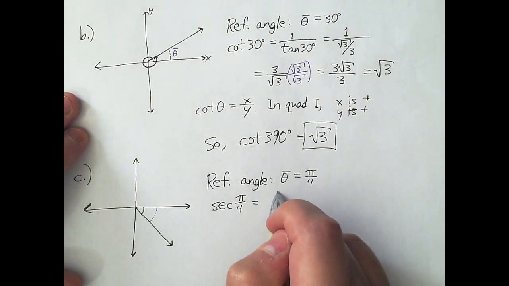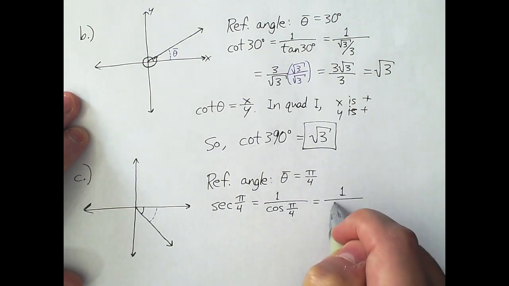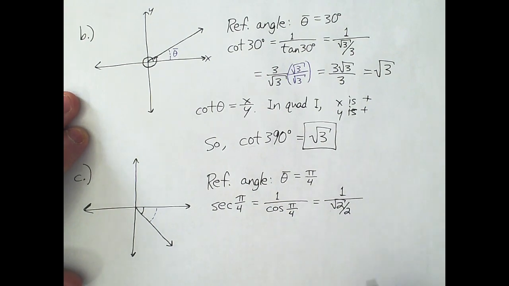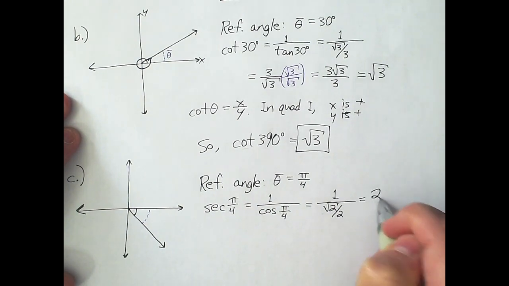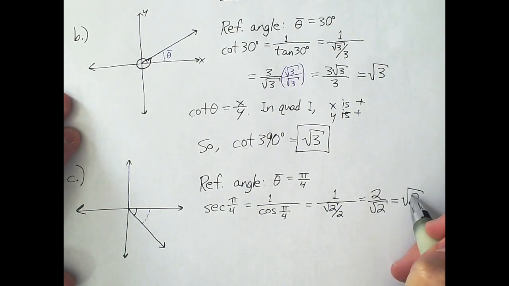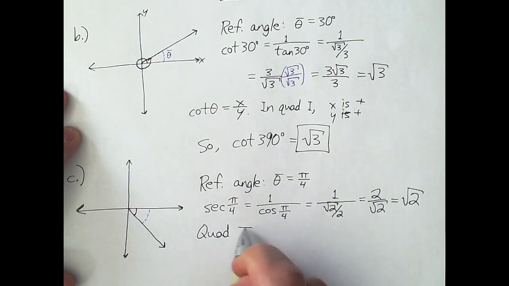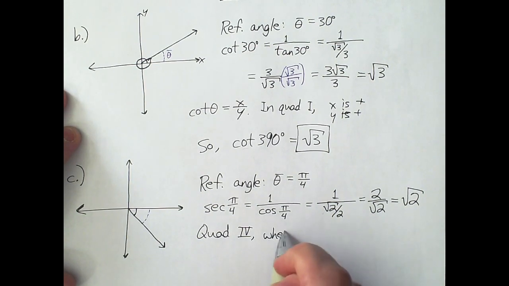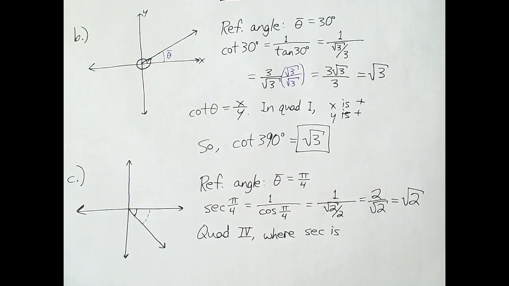So this is 1 over cosine of pi over 4, which is 1 over square root of 2 over 2. Try to simplify this. Well, this is 2 over the square root of 2. And if you multiply by root 2 over root 2, this simplifies to the square root of 2. Now, we are in quadrant 4. I can tell from the picture, right, that we're in quadrant 4. Quad 4, where secant is, what do you think? Positive or negative?